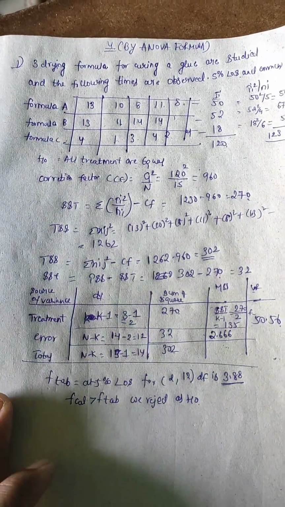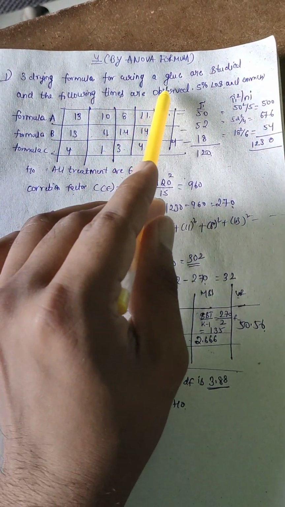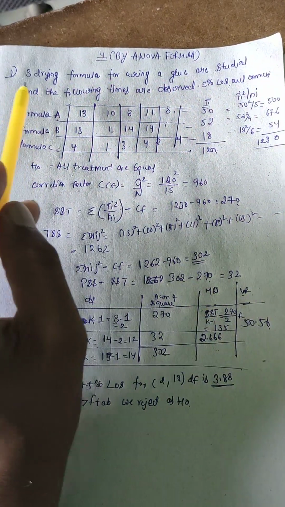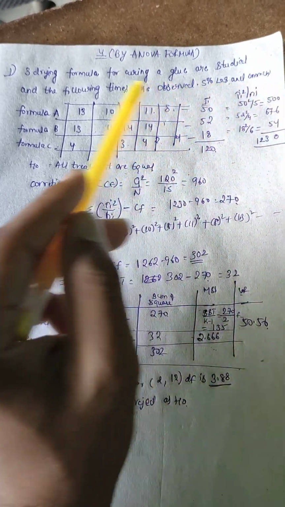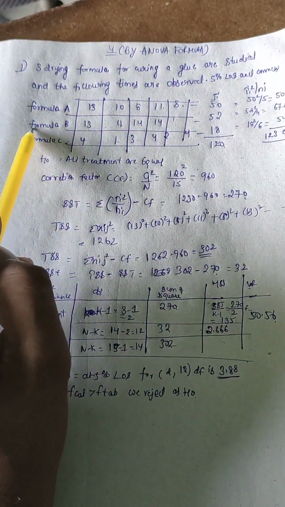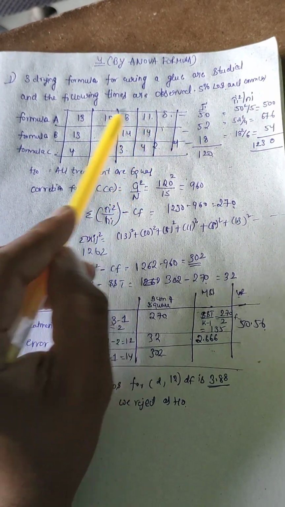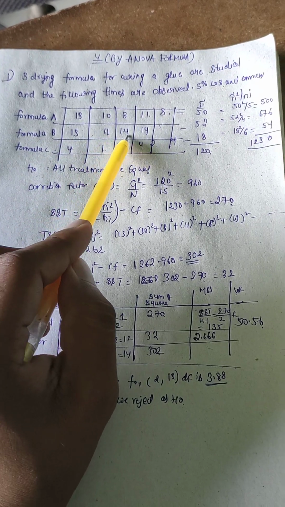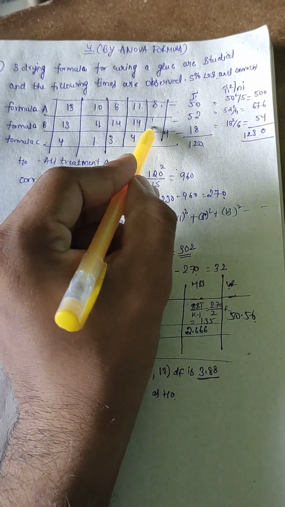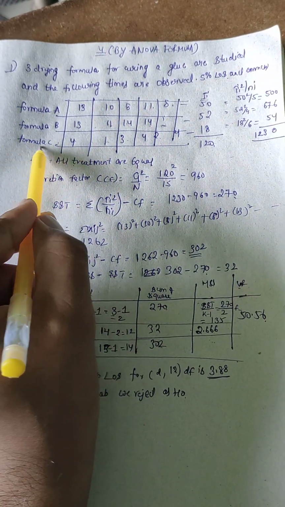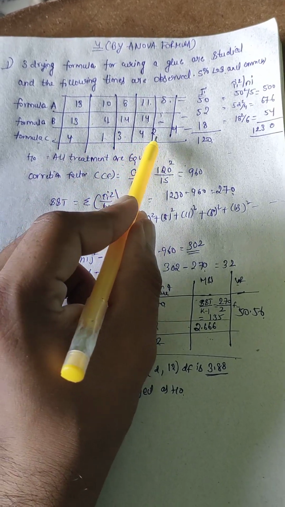So we're going to solve this problem. Given that three dying formulas for curing a glue are studied and the following times are observed, with 5% level of significance, comment. So he has given formula A as 13, 10, 8, 11, 8, and B as 13, 11, 14, 14, and in this part is not given. And in formula C, in this tabular form, given 4, 1, 3, 4, 2, 4.